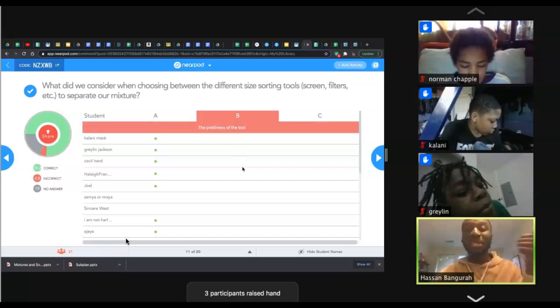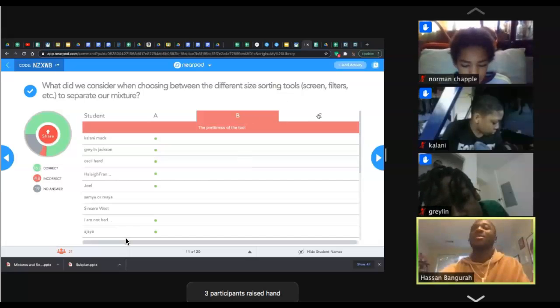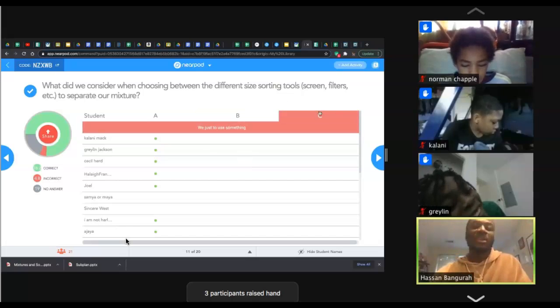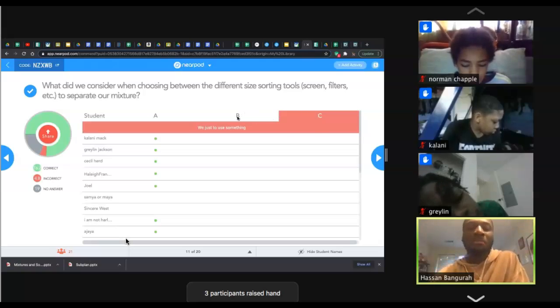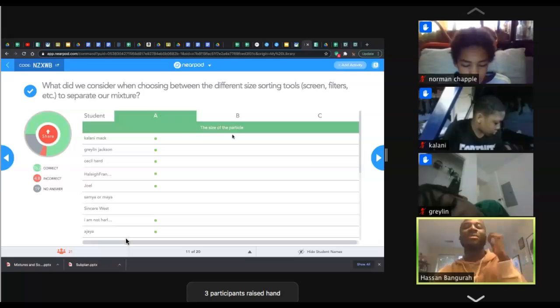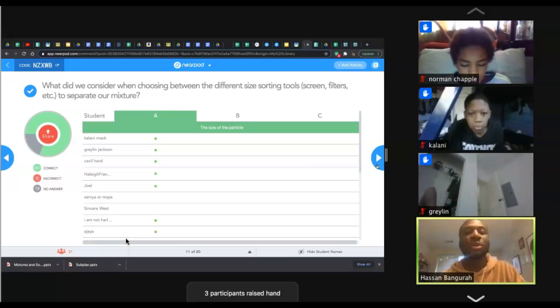Some people said B. All right, it doesn't matter how pretty the tool is. Do we care? We just want to use something. It cannot be either B nor C. We have to think about the size of the particle. If you do not have that in your notes, now is the time to go ahead and put that into your notes.